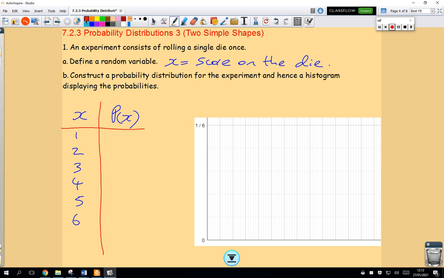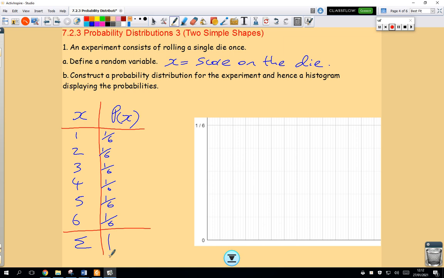There are no other possible values for x, and the probability of getting 1 is 1/6, and in fact the probability of getting any of these results is 1/6, assuming of course the die is fair. And if we add up all the probabilities we should get 1.